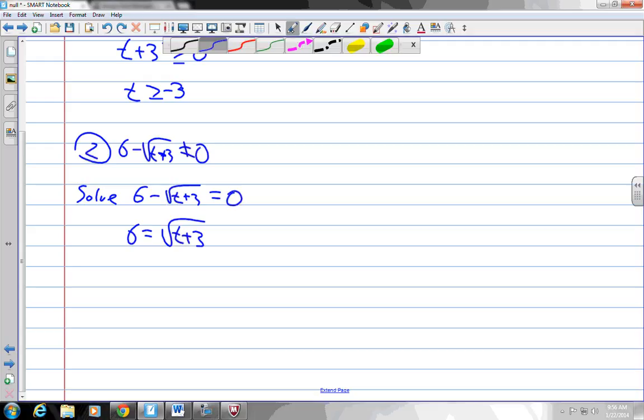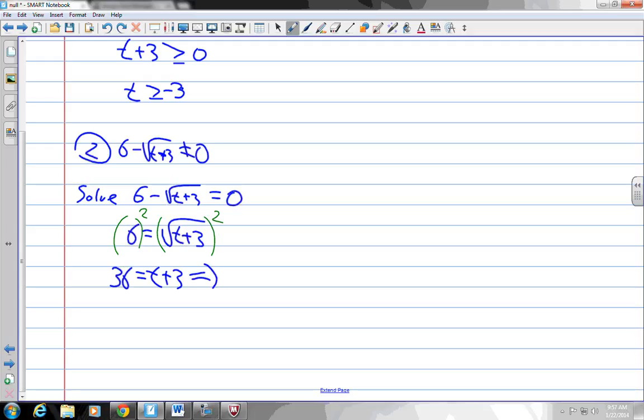So square both sides. So that becomes 36 equals t plus 3. So then solve for t. Would you do plus or minus? No, you're squaring. Squaring is just positive, right? If you were square rooting, then yes. T equals 33. Right? T has to be greater than or equal to negative 3, but not equal to 33. So there's a hole in there.